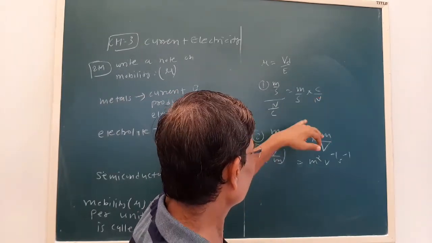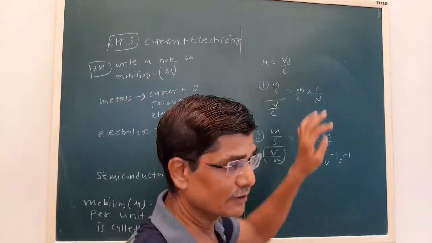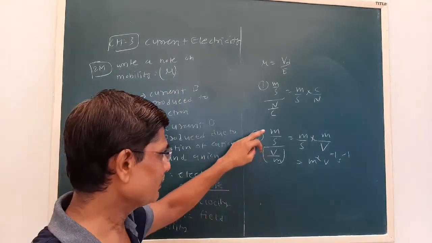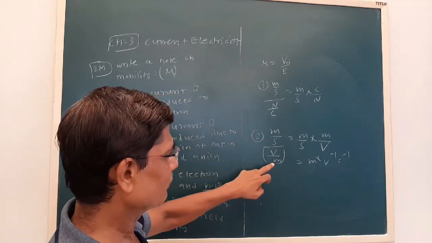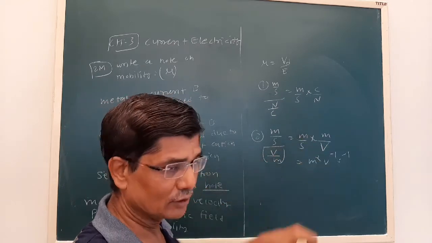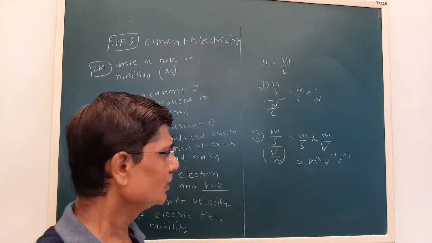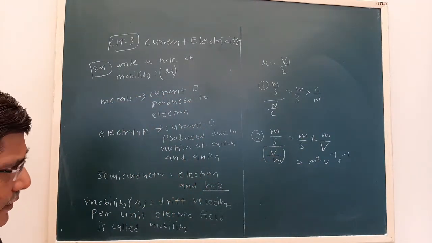And so this will become like this. Coulomb upon Newton will come in the numerator. Same way here, meter per second, electric field is volt per meter. So meter will move to the numerator. Meter square, volt inverse, second inverse.